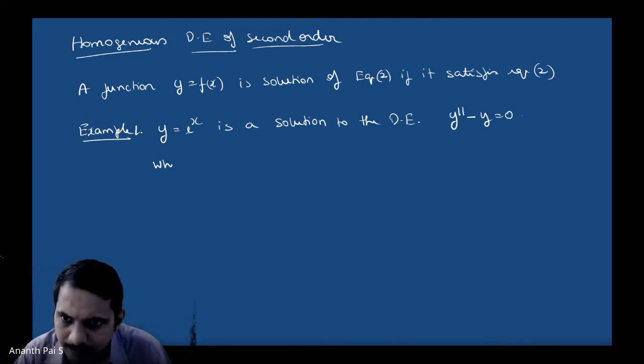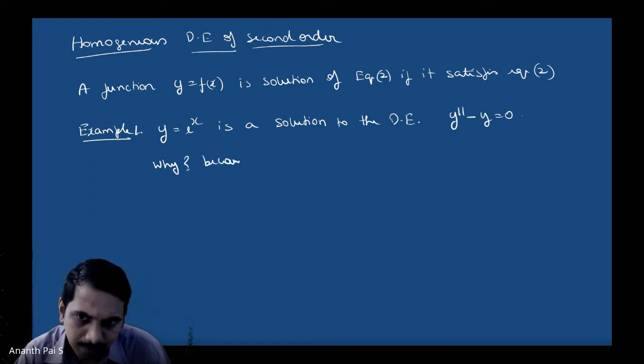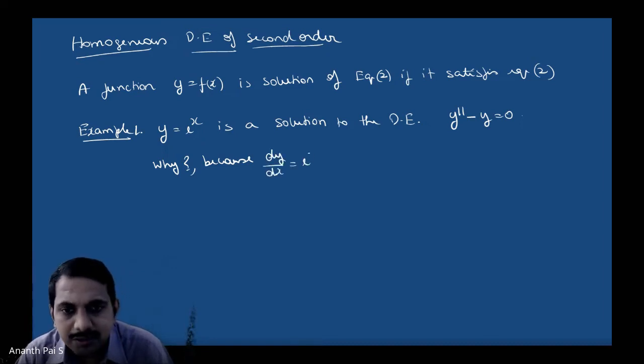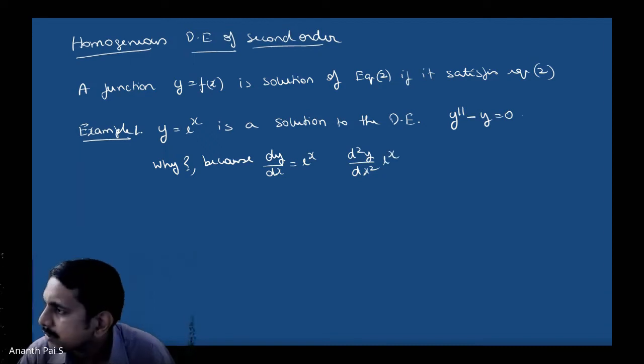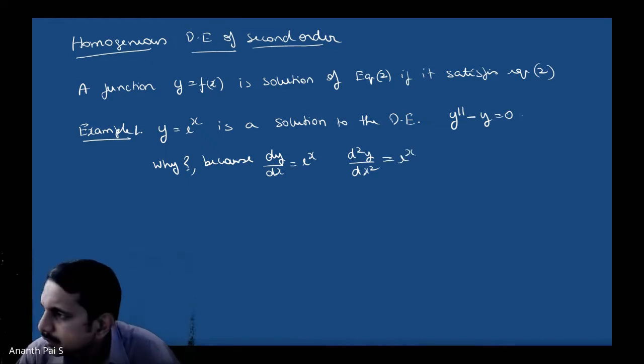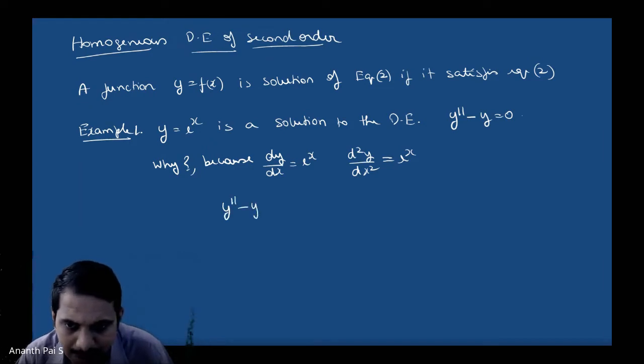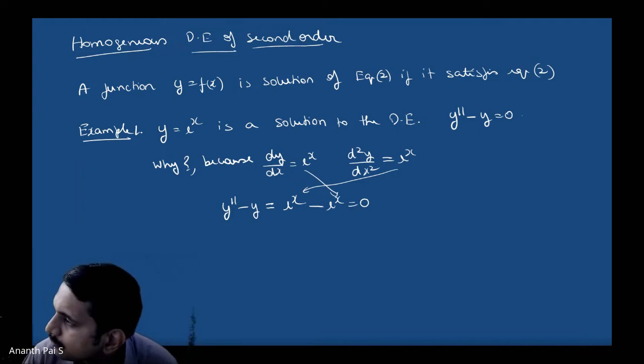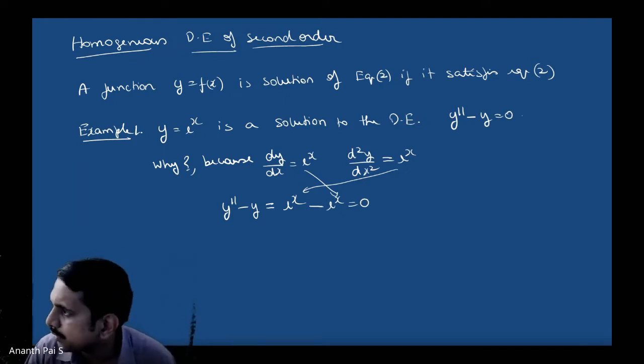Why? Because dy by dx is equal to e power x and d square y by dx square is also e power x. Now substituting into the differential equation, y double dash minus y is equal to e power x minus e power x, that is equal to 0. Make sense? When you apply this over here, you get the solution. So e power x is a solution of the differential equation.